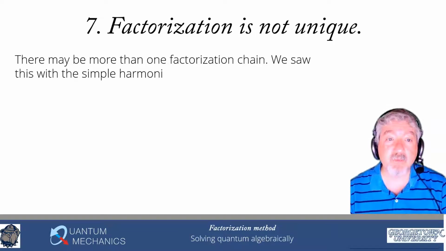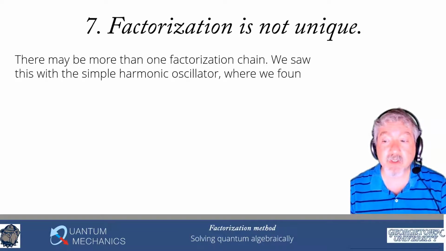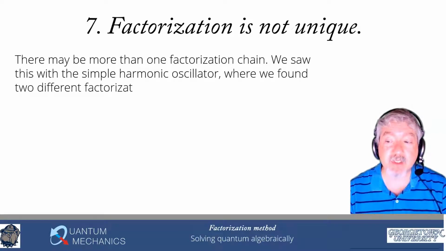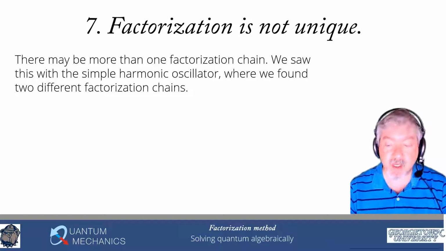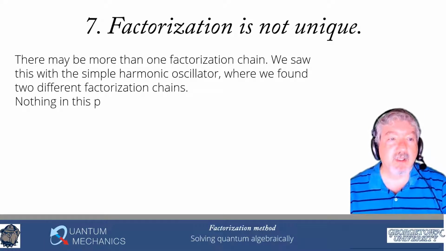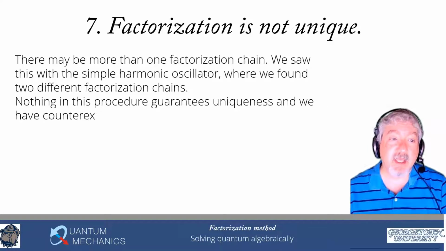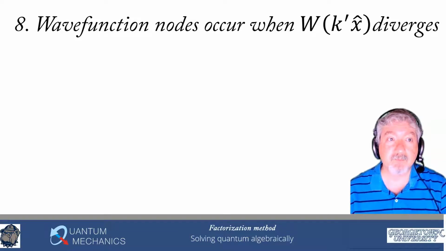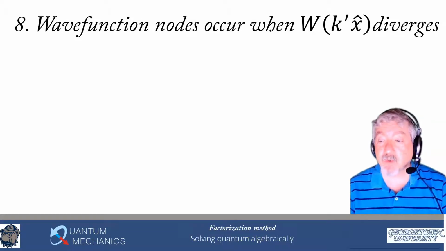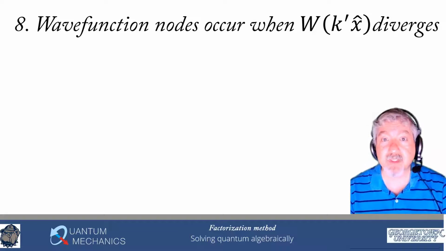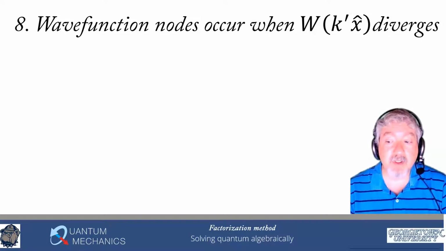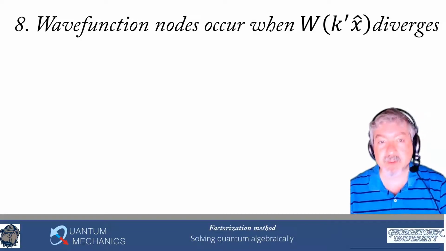We already saw that with the simple harmonic oscillator, where we saw that we had one factorization chain that got us all the eigenvalues, and we had another one that gave us just the eigenvalues corresponding to the odd functions. Nothing in this procedure guarantees uniqueness, and we do have counterexamples like the one that I just showed you, so it's definitely not true. That then brings up the question, if I solve a problem with factorization, how am I going to know that I have all of the solutions? Well, that's going to be our 10th point that we're going to get to in just a bit.